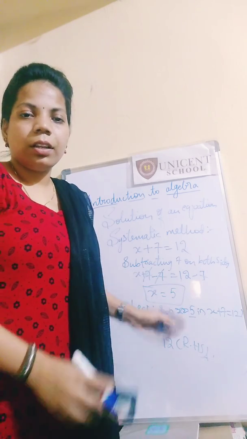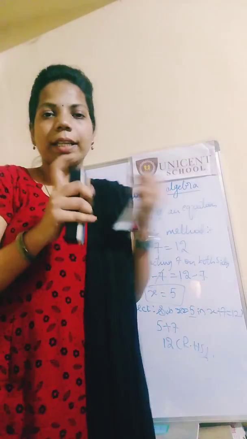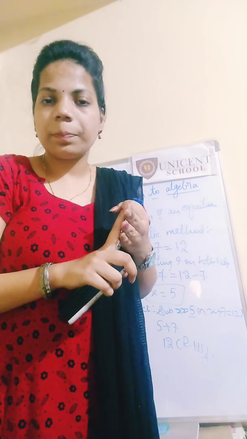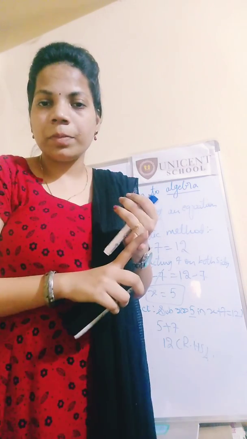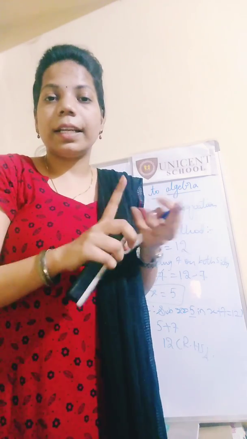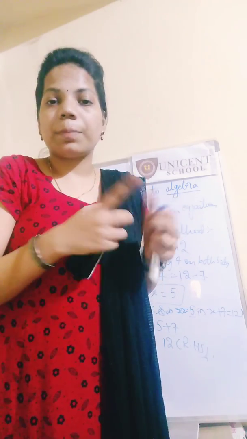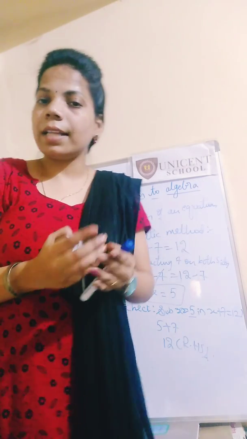Right, children? So what all did we learn in today's class? First, what is algebra? What are constants? What are variables? And what are terms? Like terms, unlike terms, literal coefficient, numerical coefficient, types of expressions, and trial and error method and systematic method.